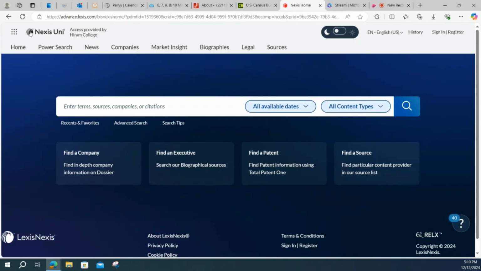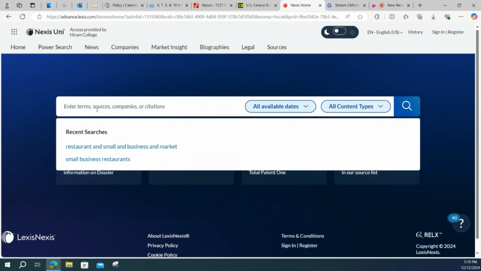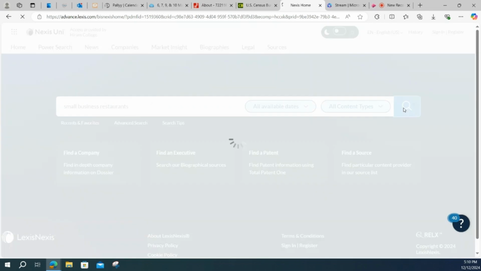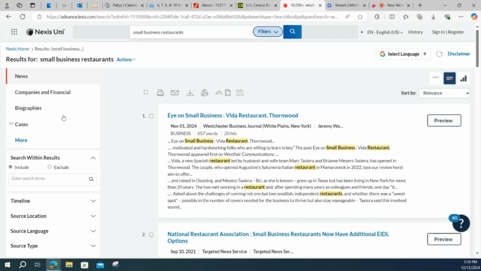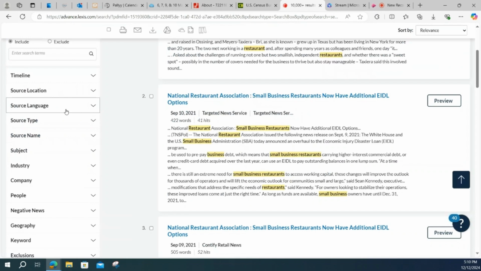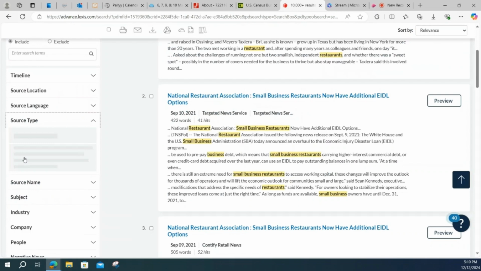Let's see. Now I'm going to take you to Nexis Uni. And in this case, there's a lot of information, but I'm just going to start with a simple search of small business restaurants and see what I find. And this is going to take me to things like legal case studies. It's also going to take me to news about business. And I can narrow it down by the type.